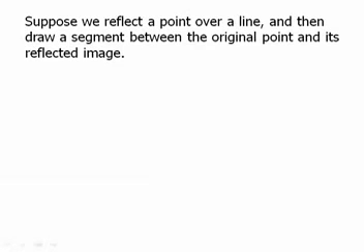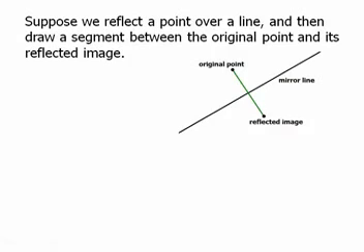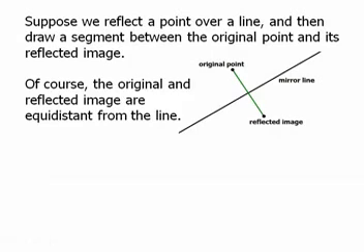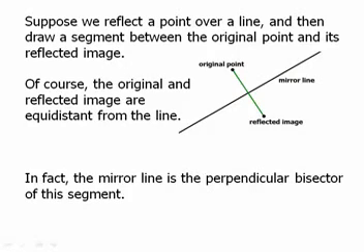Suppose we reflect a point over a line and then draw a segment between the original point and its reflected image. So we have an original point, a reflected image, and we draw a little segment, that green segment, connecting them. Of course, the original and the reflected are equidistant from the line, but more than that, the mirror line is the perpendicular bisector of that segment. That's a big idea, that a mirror acts as a perpendicular bisector.